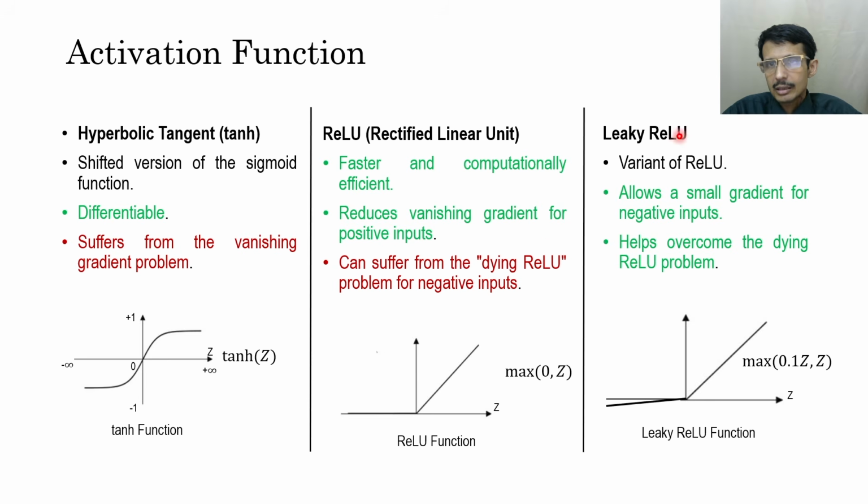Then a modification of ReLU is called leaky ReLU. This variant of ReLU allows a small gradient for negative inputs. So it solves the dying ReLU problem, and it also somewhat solves the vanishing gradient issue.